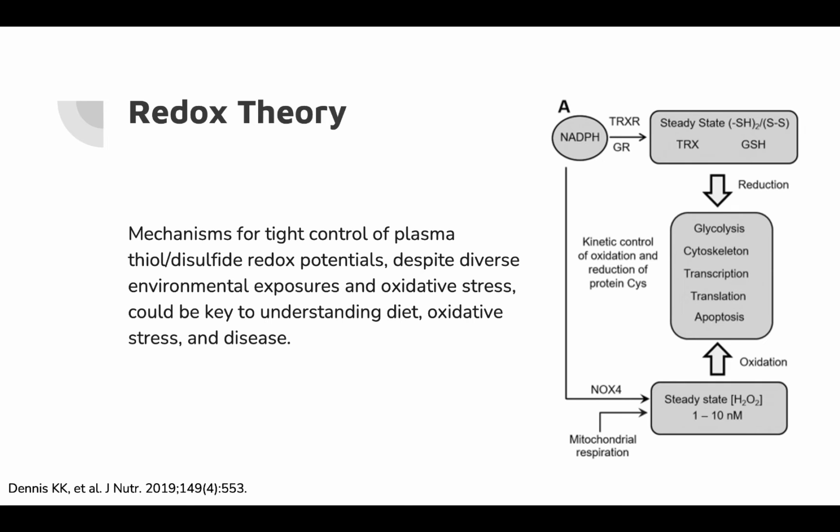There are many theories that try to explain the mechanisms for how redox reactions occur. These provide tight control of plasma thiol or disulfide redox potentials despite diverse environmental exposures and oxidative stress. And when we understand the intricate balance between antioxidants and oxidants, we can start to understand how diet plays a role in oxidative stress and disease outcomes.